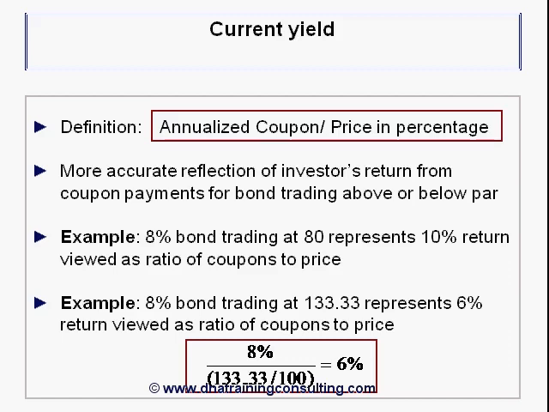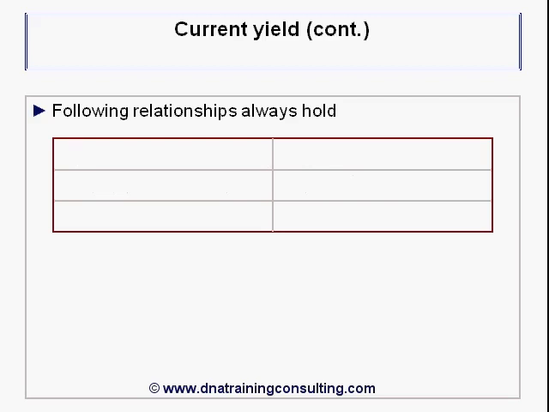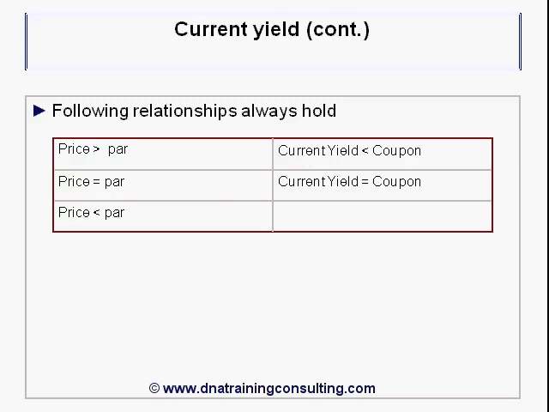The relationships described in this table will always hold. When the bond's price exceeds par, the current yield will be less than the coupon. When price equals par, the current yield equals the coupon. And finally, when price is below par, the current yield exceeds the coupon.